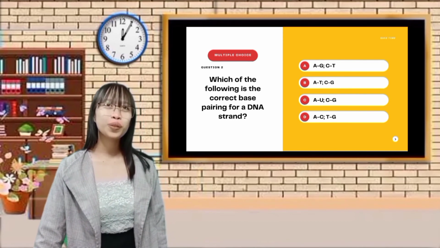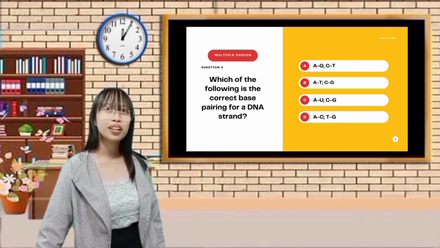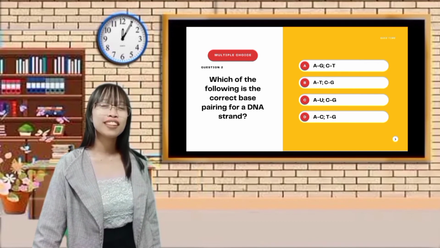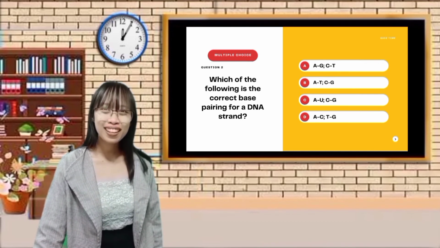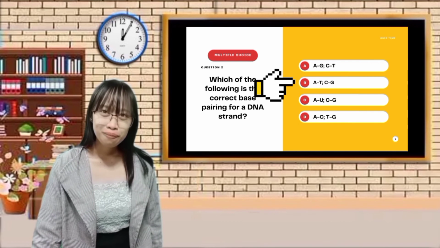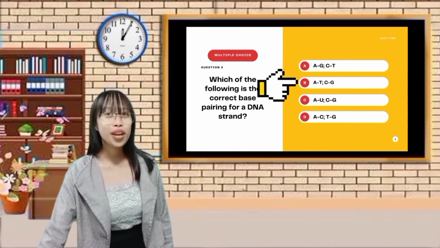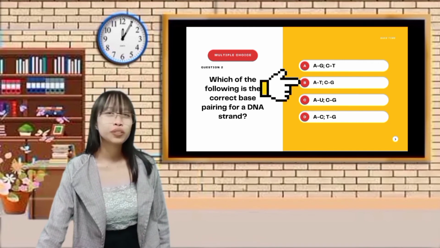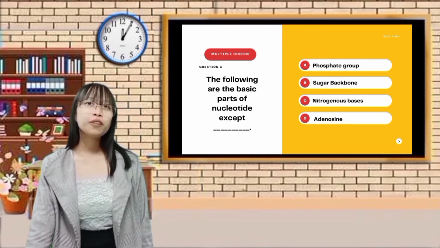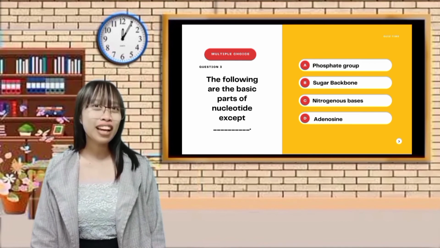Number 2, which of the following is the correct base pairing for DNA strand? The answer is letter D again. Adenine pairs with thymine and cytosine pairs with guanine. So let's proceed to number 3. The following are the basic parts of nucleotides except.